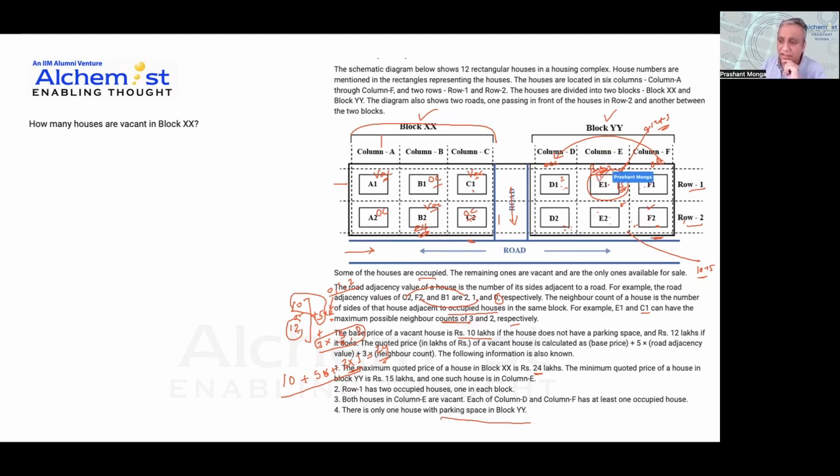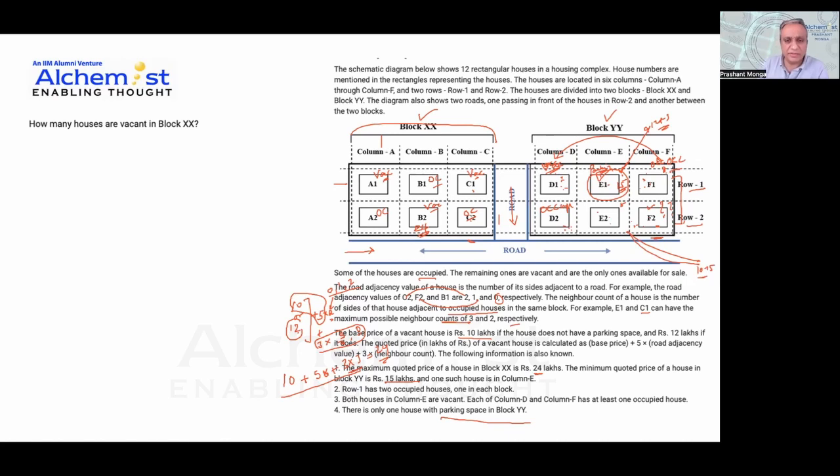It can't be 13, because the lowest price is 15 in YY. So since this can't be 13, this is not vacant. So this is occupied. If this is occupied, this has to be vacant because only one is occupied. Because F1, F2, at least one is occupied and that is F1, so I don't know about this. So the pricing for this would be a minimum of 18 and a maximum of 21. So let's look at the questions.